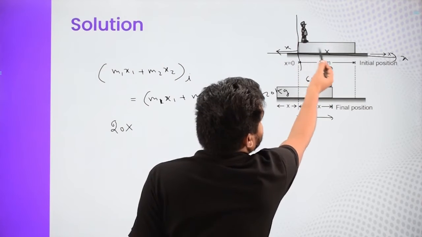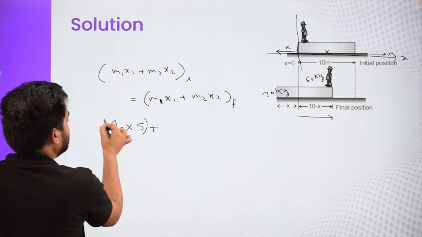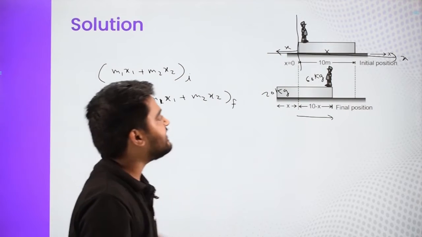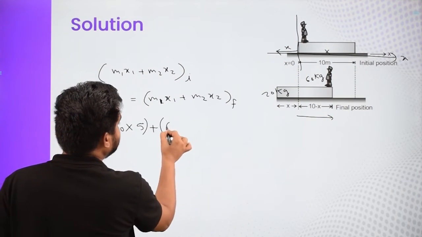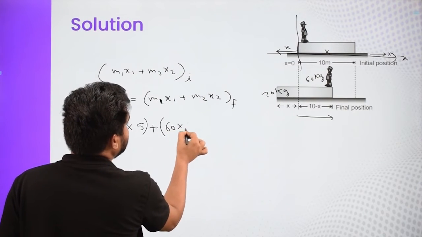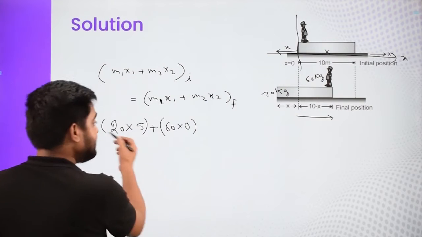So what is the X coordinate? The X coordinate, as of now, is plus 5, plus m2 x2. Where is mass 2? Mass 2 is the person. And what is the x coordinate? The mass is 60 kg and the x coordinate is 0 because he is lying at x equal to 0. This is the initial situation.